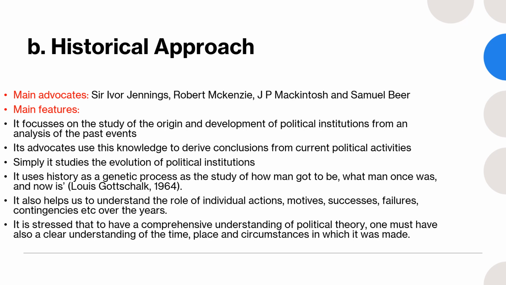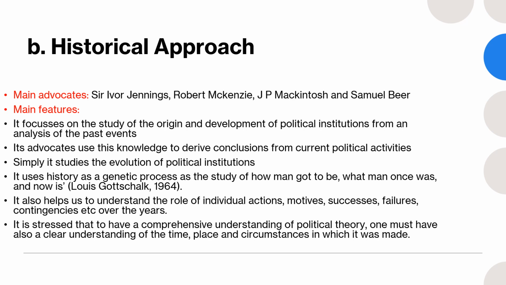Number two, its advocates use this knowledge to derive conclusions from current political activities. Number three, it simply studies the evolution of political institutions. Number four, it uses history as a genetic process, as a study of how man got to be what man once was and now is.